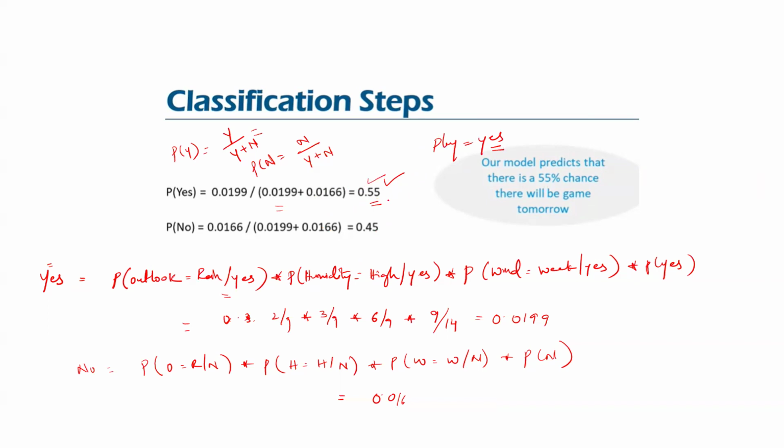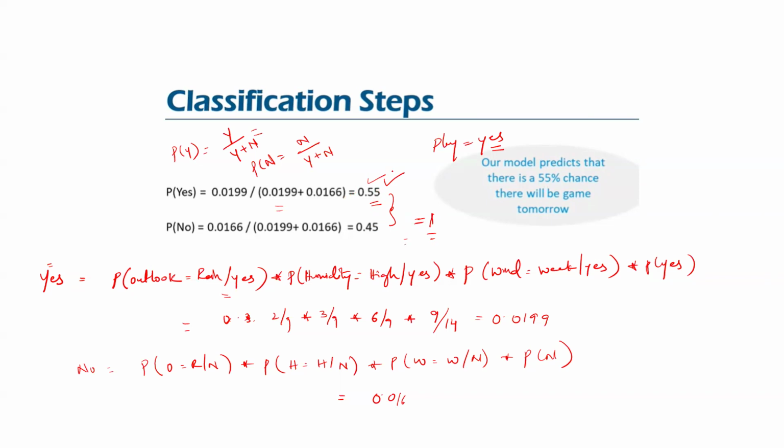Why? Because when you add these, it should be equal to 1. That is what the Naive Bayes classifier does. The formula is probability of yes equal to yes divided by yes plus no, and probability of no equal to no divided by yes plus no. When you add this, it should be equal to 1. Then we can say that what we have predicted is correct.